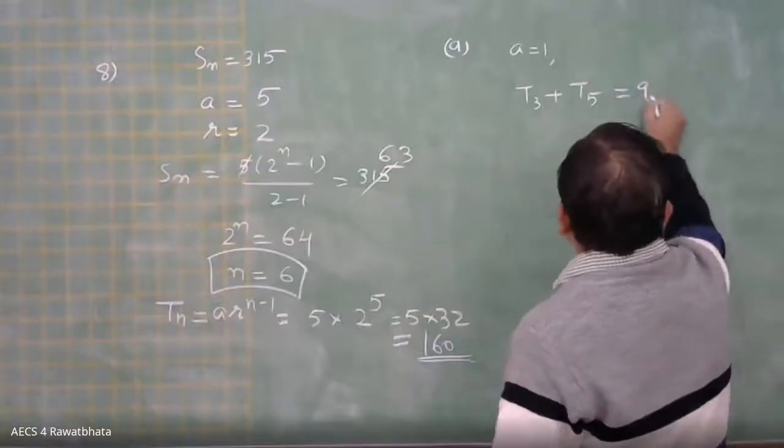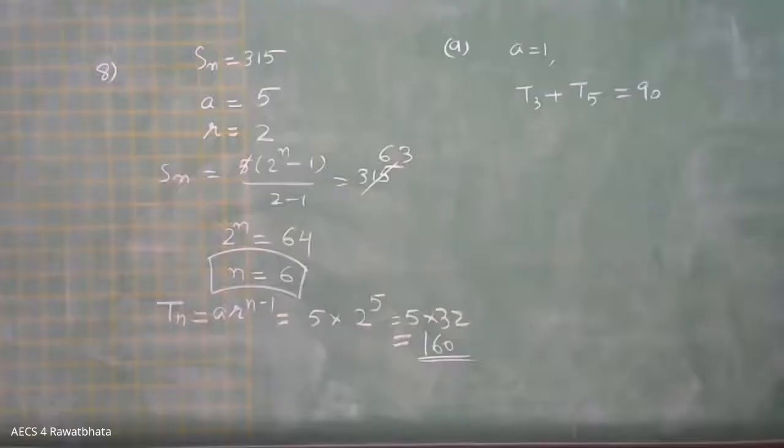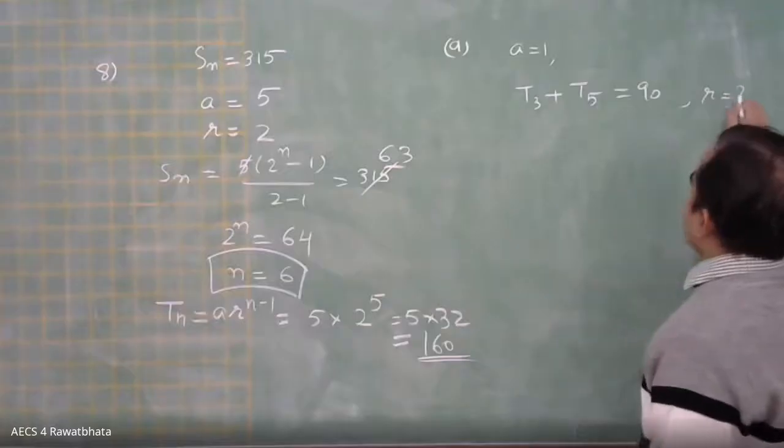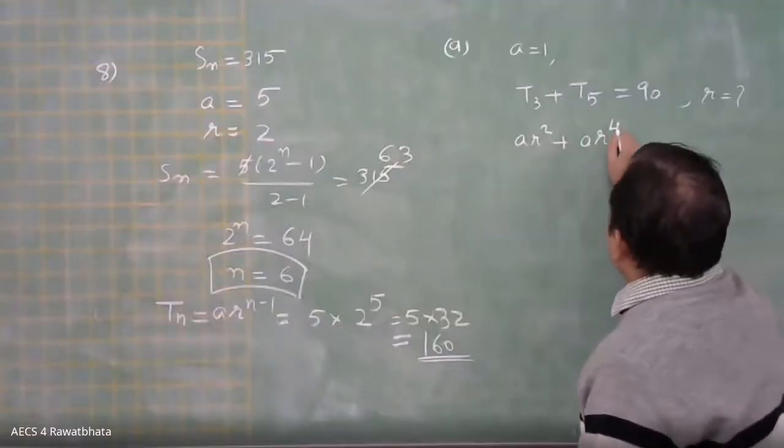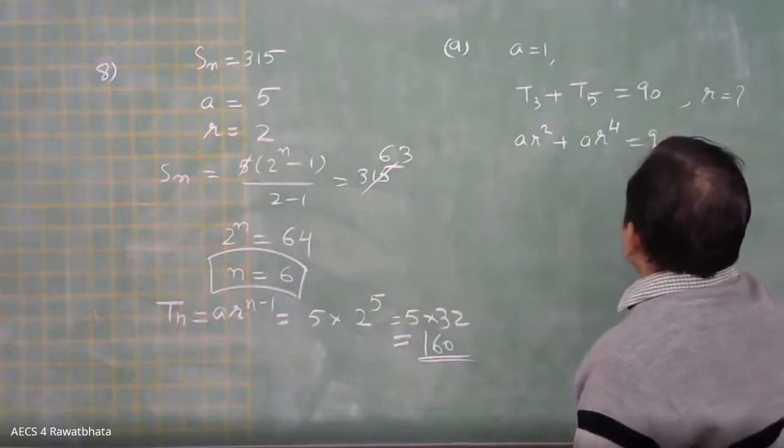The first term of GP is 1. The sum of the third term and the fifth term is 90. Then find the common ratio of GP. We have to find R. Term 3 formula is A R square plus term 5 formula is A R to power 4 equals 90. A is given 1.